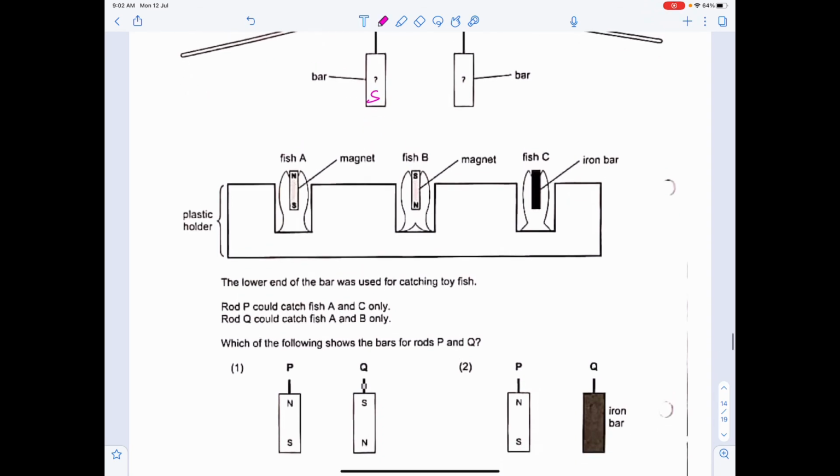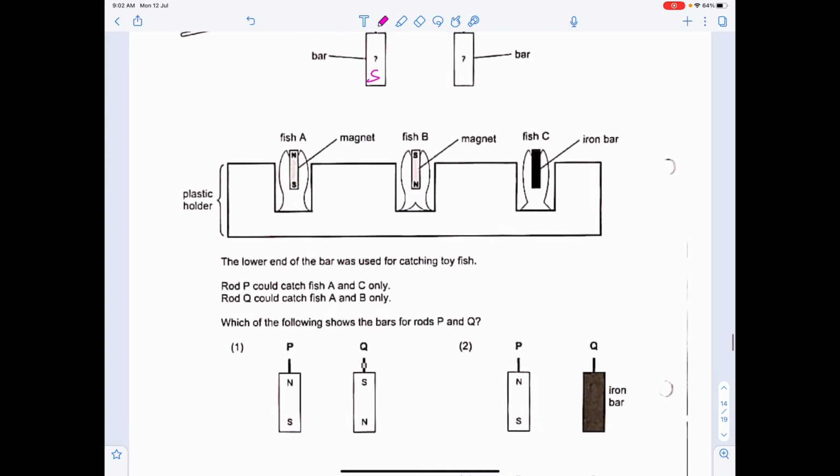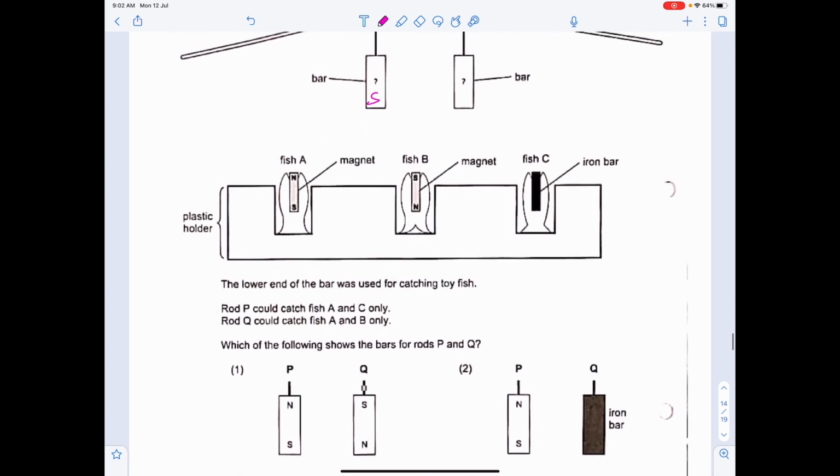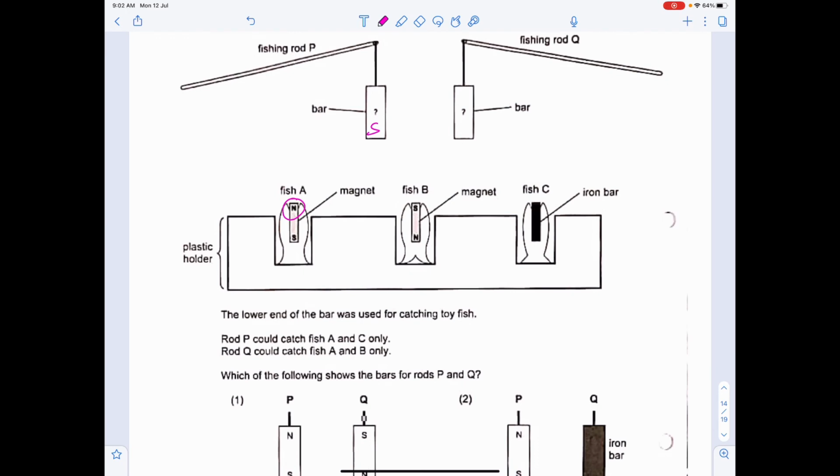Okay, this end has to be a south pole if it's a magnet, because A is actually a fish with north pole here, so opposite poles attract. So I tell myself that. Okay, then after that they tell me that rod Q could catch fish A and B only.